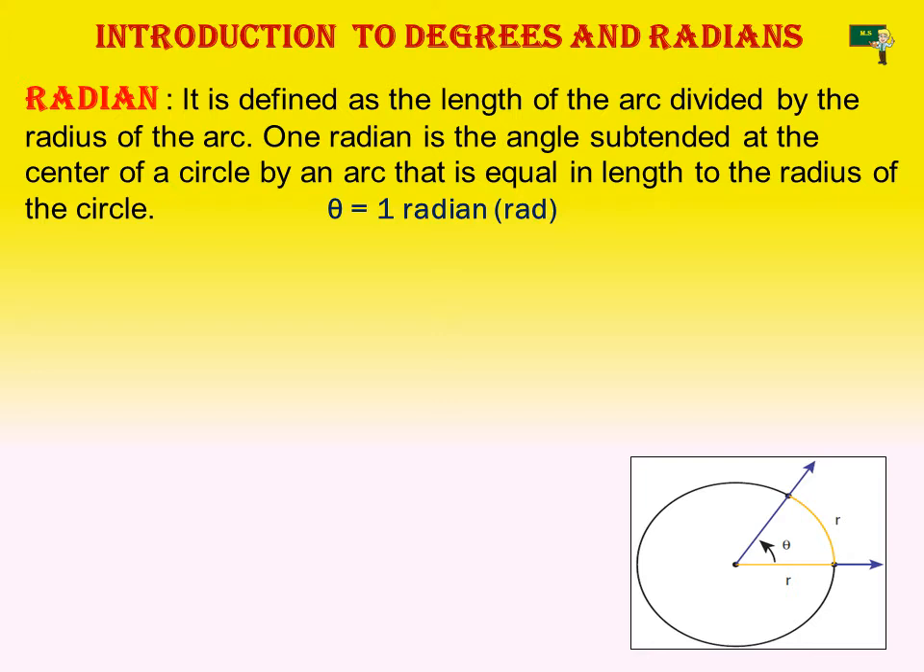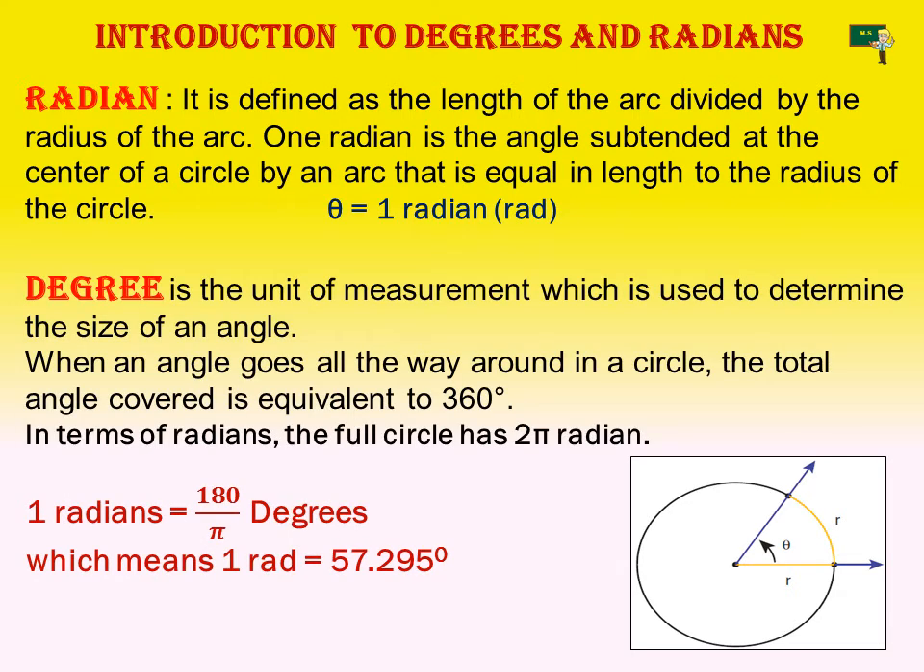Now let me introduce what we mean by the radian. Radian is defined as the length of the arc divided by the radius of the arc. 1 radian is the angle subtended at the center of the circle by an arc that is equal in length to the radius of the circle. So theta is equal to 1 radian.